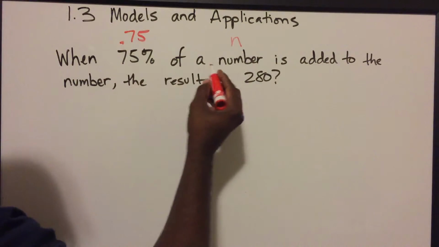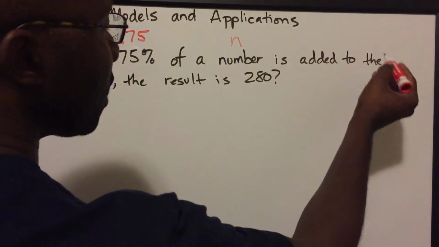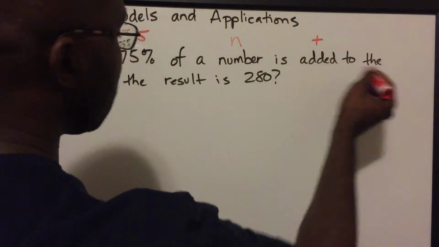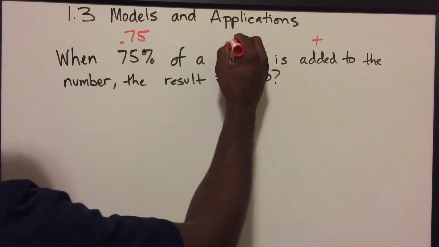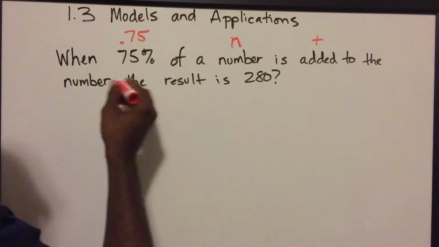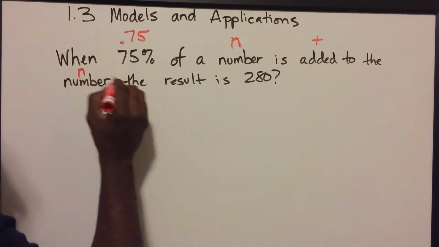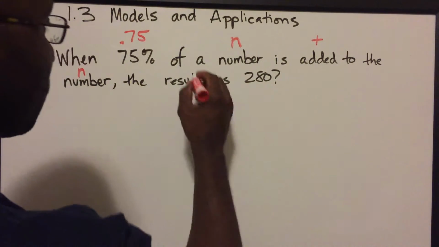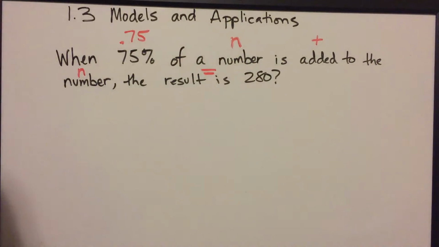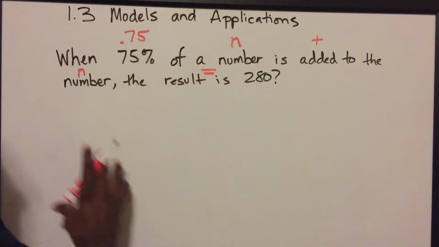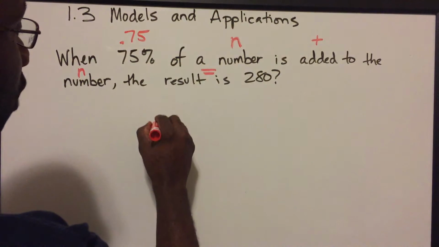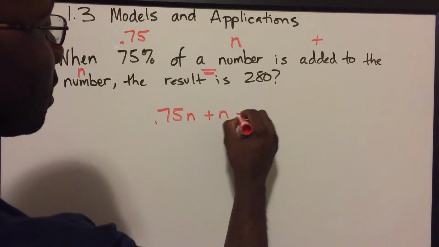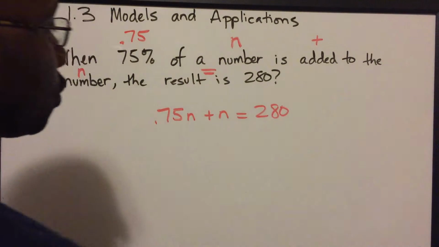So when 75% of a number is added, that means we're adding, so a plus sign is added to the number. Once again, the same variable we used there, we need to use here as well. So n, the result is 280. Result means the answer, so it means that it equals 280. If we write that into an equation, 0.75n plus n is equal to 280.